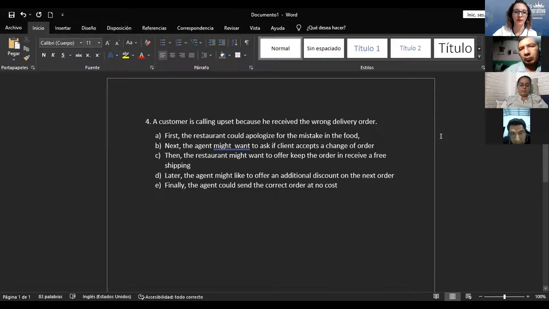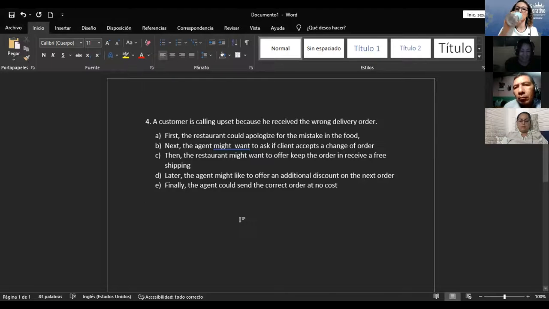¿Continúo o Laura? La uno y la dos. Then the restaurant. No, número dos. Uno y dos, Brian. First and next. A and B. A and B.